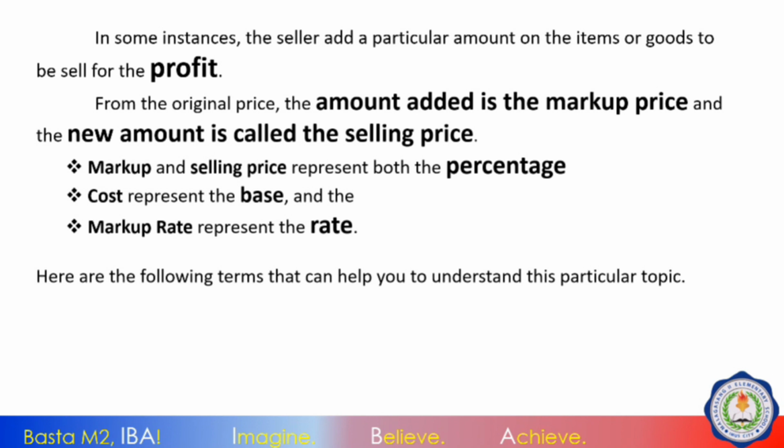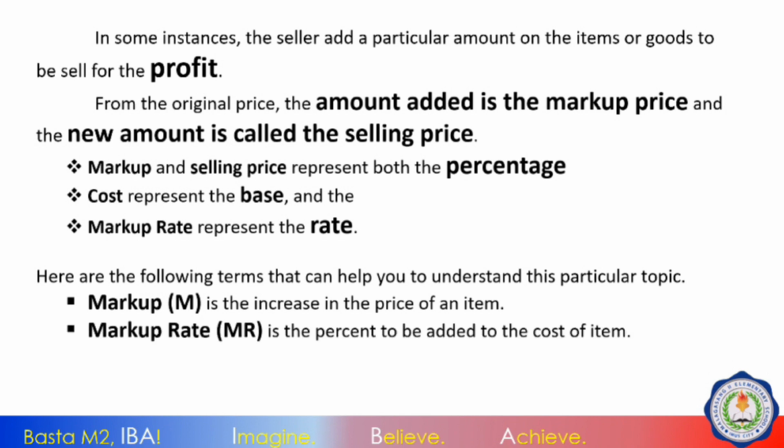Here are the following terms that can help you to understand this particular topic. Markup, or M, is the increase in the price of an item. Markup rate is the percent to be added to the cost of the item. And cost is the original amount or the original price of the item.